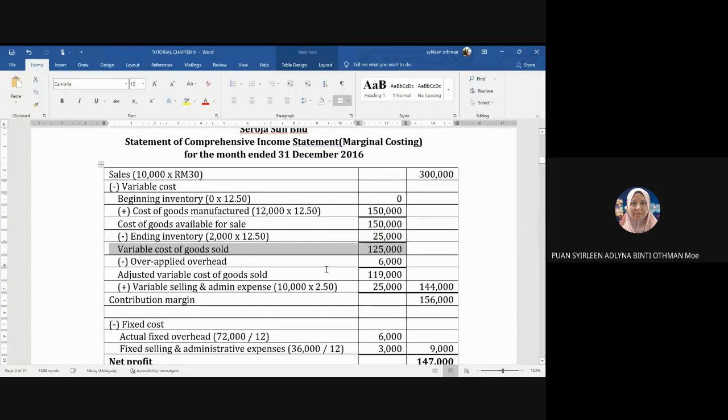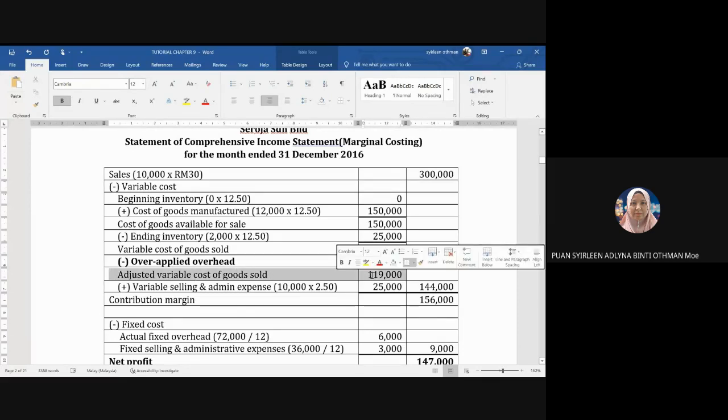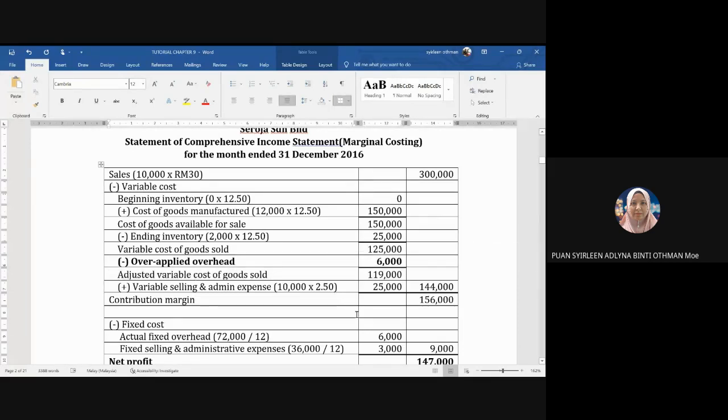Okay, so you need to do the adjustment. Okay, it's over applied, so you need to deduct dengan amount tadi. Okay, so this is minus 6,000. Okay, so kita akan dapat adjusted variable cost of goods sold. You kena ingat bila you dah dapat adjusted variable cost of goods sold, lepas tu kita akan senaraikan semua variable cost, tapi di sini kita tambah bukan tolak. Saya takut you tolak. Sebab before this dekat atas ni semua tolak kan.